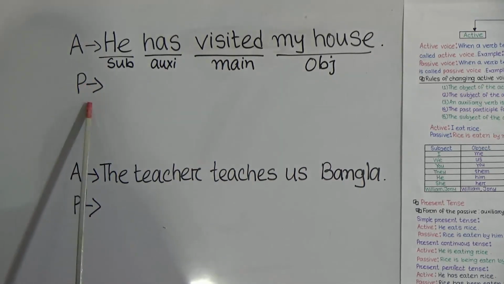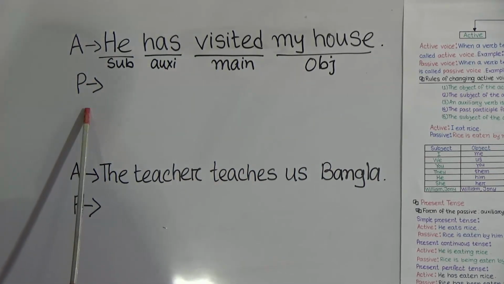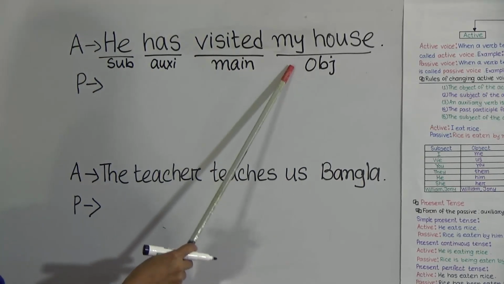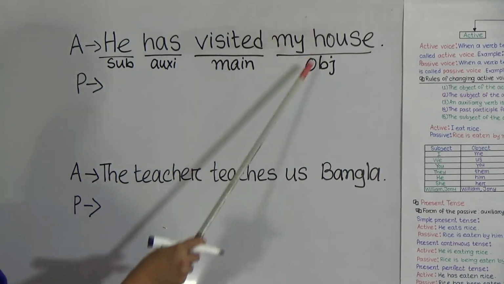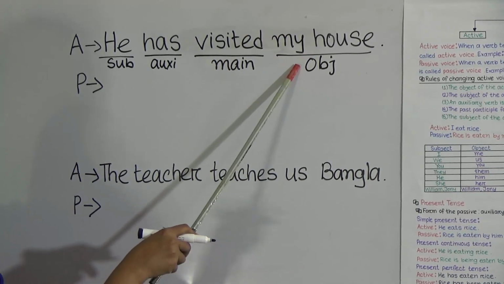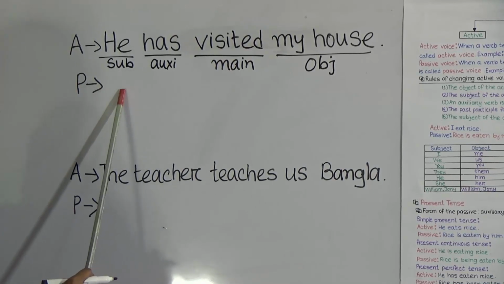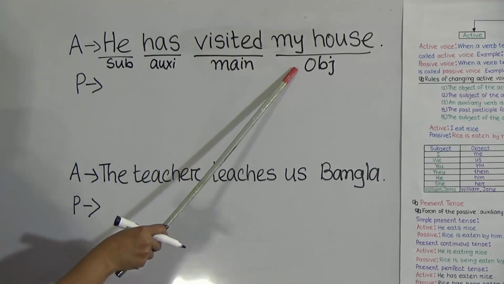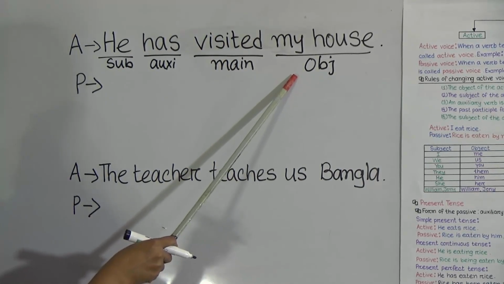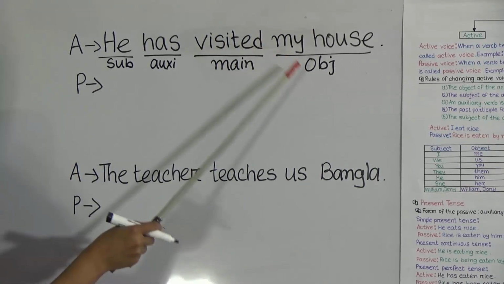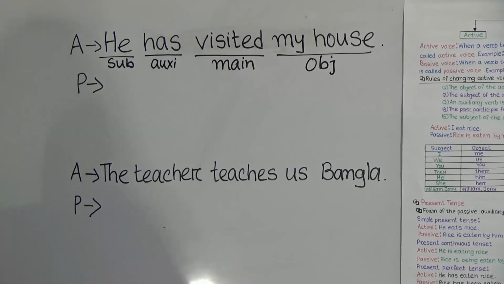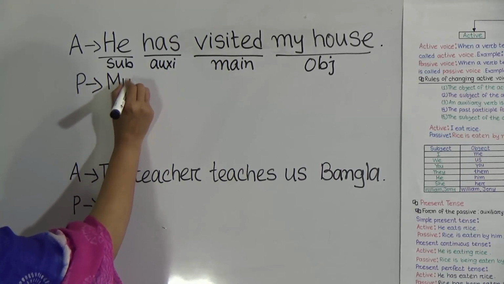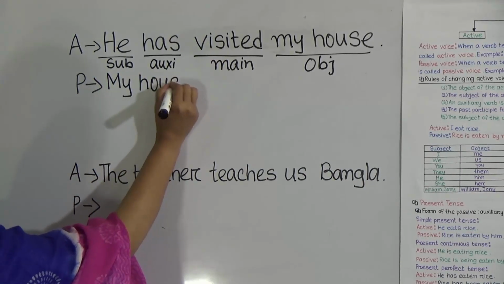So to change it into passive, what do we have to do? According to our rule, we have to take the object from active voice, and the object is my house. So we have to write my house here. Because my house is a noun here, we don't have to change it. If we find I, you, they, he, she, then we have to change it for the object. But the object is my house, it is a noun, so we will directly write this as the subject. I am writing my house.